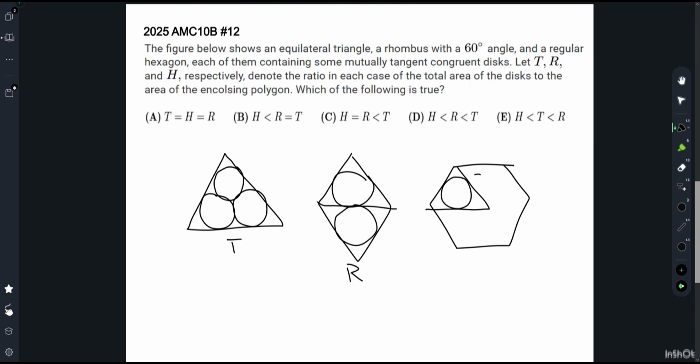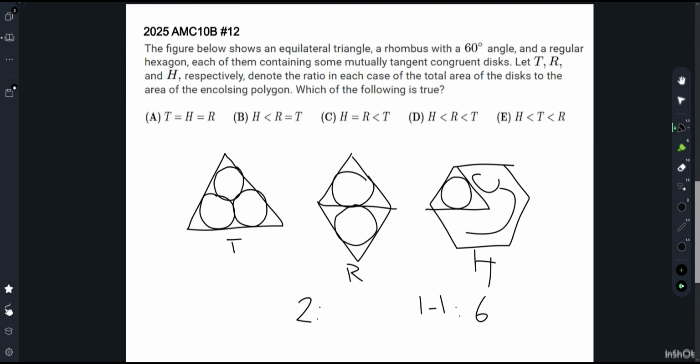that separates all of this. And so this means that the rhombus is made up of 2 equilateral triangles with this circle in the middle. The hexagon is made out of 6 equilateral triangles with 6 circles in the middle. So the ratio of H and R must be equal.